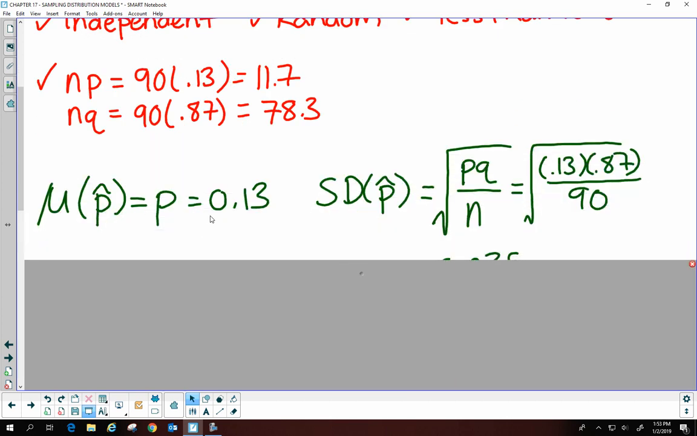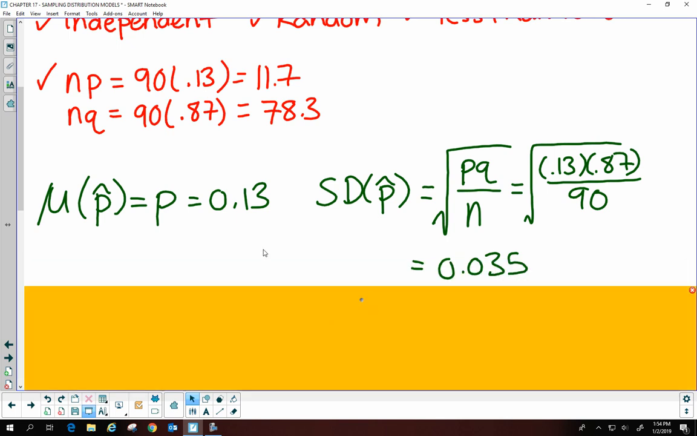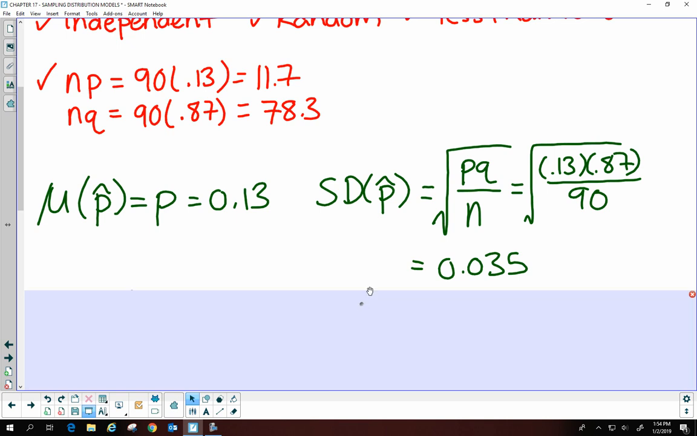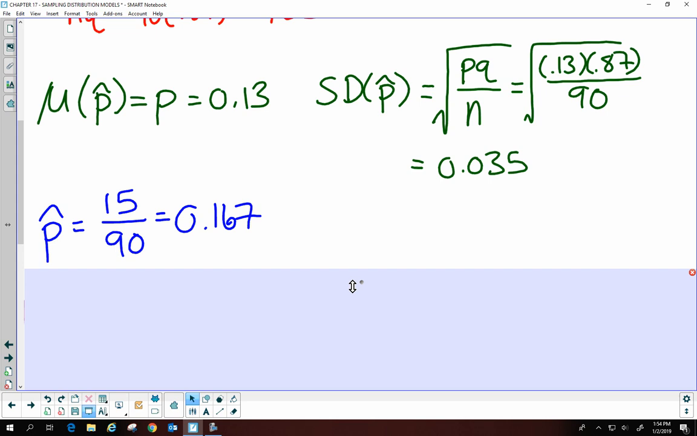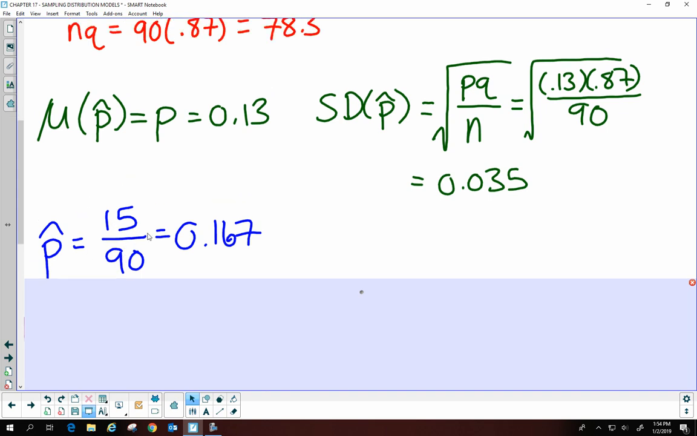So again, just like the last one, we'll find our mean and standard deviation. The mean of our population, or our proportion, is 0.13. Sorry, I'm having a little tough time with the color. And we can calculate our standard deviation using this formula and get 0.035. The next thing we'll want to do, we'll get our actual sample proportion. 15 seats are lefties. We're looking to see if we'll have 15 lefties out of 90 because there's 15 seats in the auditorium. And then we're going to calculate a z-score.